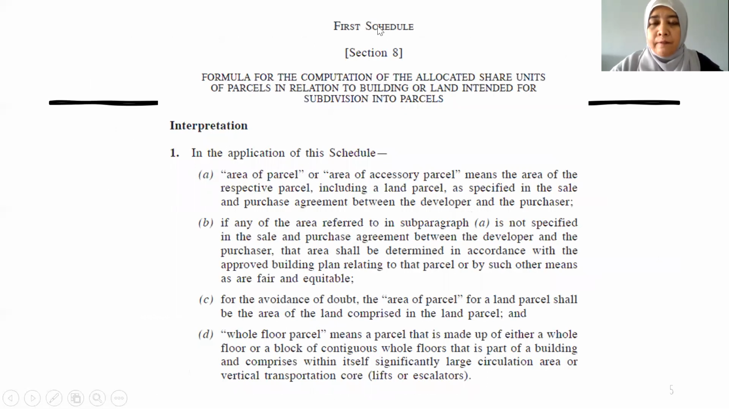Okay, this is the first schedule. This is the first schedule of SMA, in which it contains the formula for computation of the allocated share units. The important thing that I want to highlight is that it must be fair and equitable. For example, if any area is not specified in the SMP, the area shall be determined in accordance with the approved building plan relating to the parcel, as such are the means that are fair and equitable. So that is the guiding principle in arriving at the share units of the parcel. So mestilah adil, mesti adil dan mesti sama.